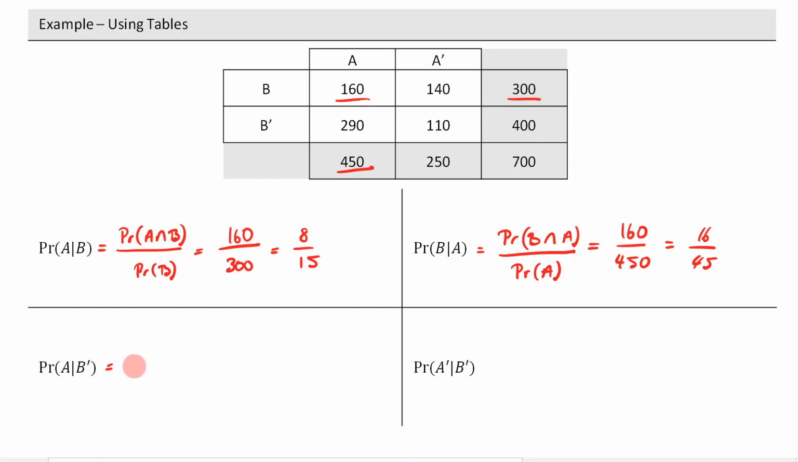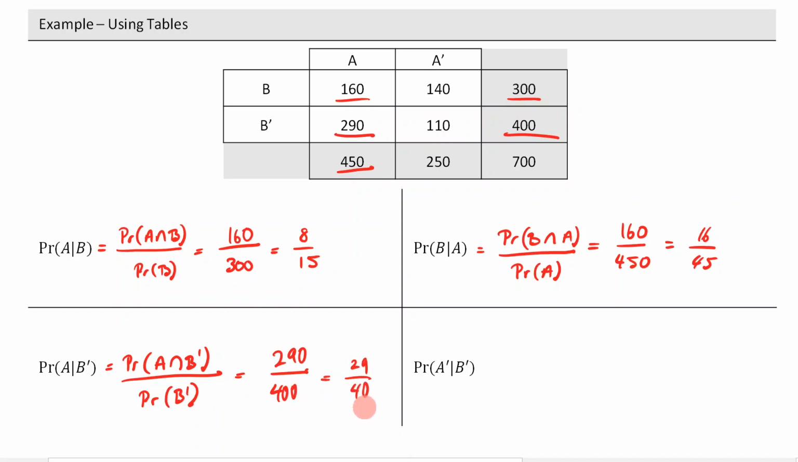Remember, we're using our rule, so we can immediately say that this is the probability of A intersection B complement, and over, because the B complement is the second one, that's going to be the denominator. All right, A intersection B complement will be 290, and the probability of the complement of B will be 400. So that means our answer here is going to be 29 on 40.